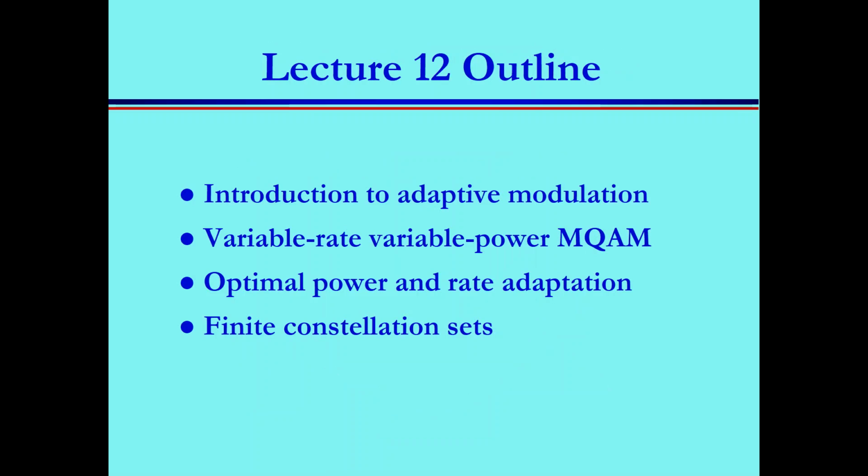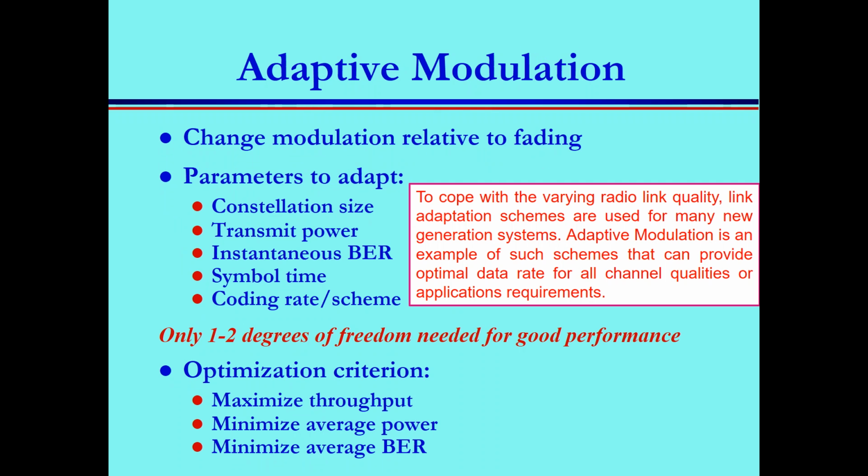So, the outline is going to be structured as follows. First, we'll introduce you to the basic concept and basic definition of adaptive modulation. Then we will discuss how to perform variable rate, variable power allocation, and then optimal power and rate adaptation according to the channel quality and according to the requirements of the application you are trying to serve. And then we will discuss the finite constellation sets in modulation schemes that you select among.